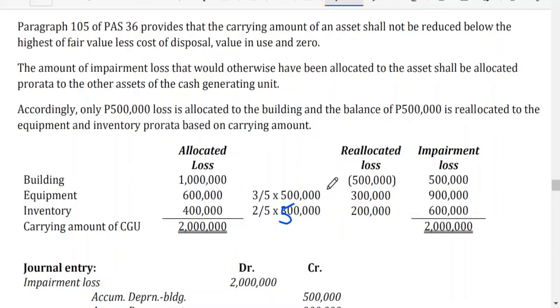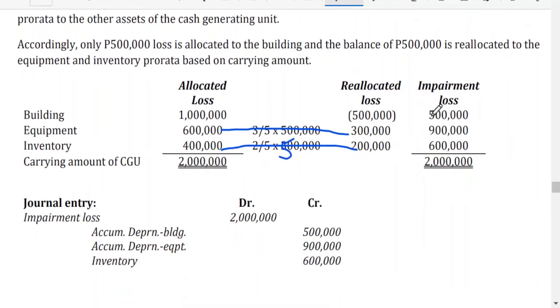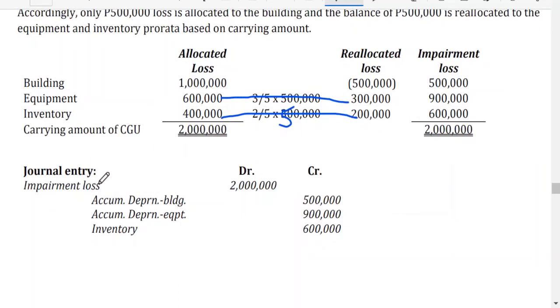Now, we have the reallocated loss. So 600 plus 300, that's 900,000. And 400 plus 200, that's 600,000. So now, we have the new impairment loss allocation: 500,000 for the building, 900,000 for the equipment, and 600,000 for the inventory. So, debit impairment loss, 2 million. Credit accumulated depreciation, building, only 500,000.